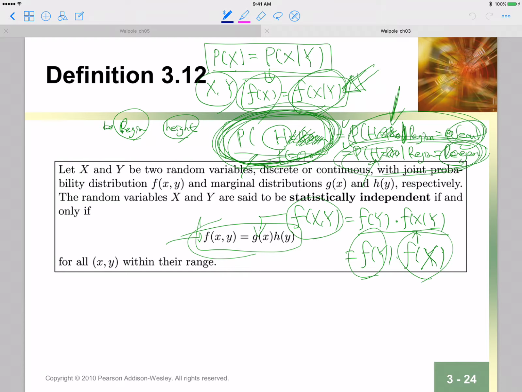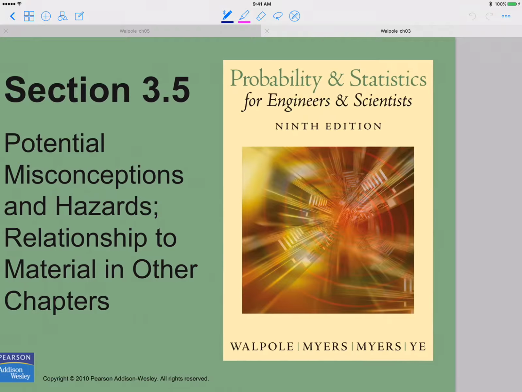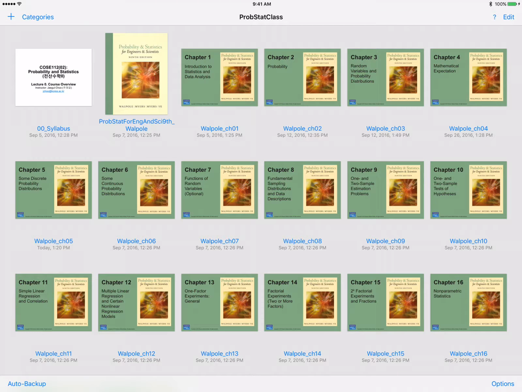Marginal, conditional. Okay, it was chapter 4.